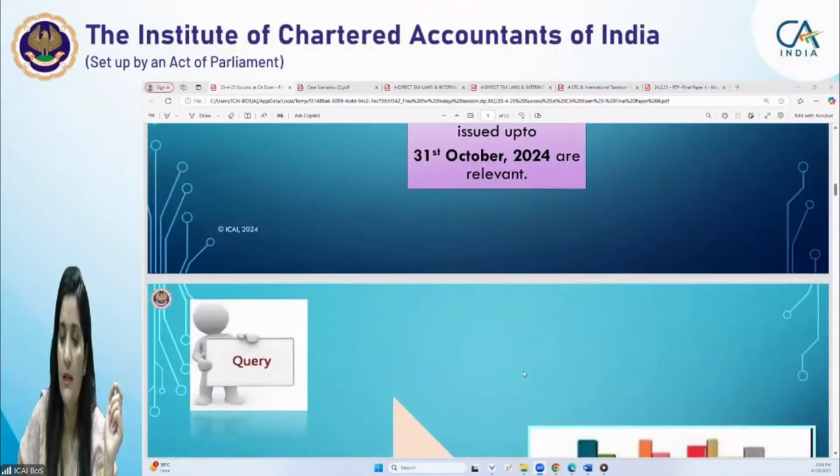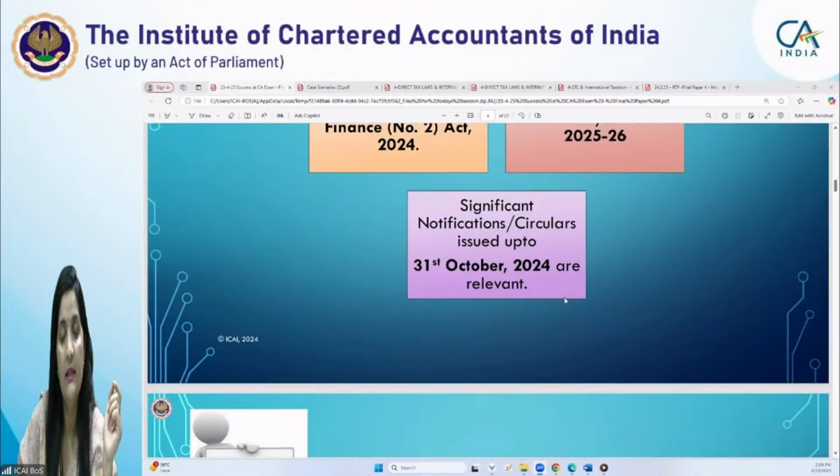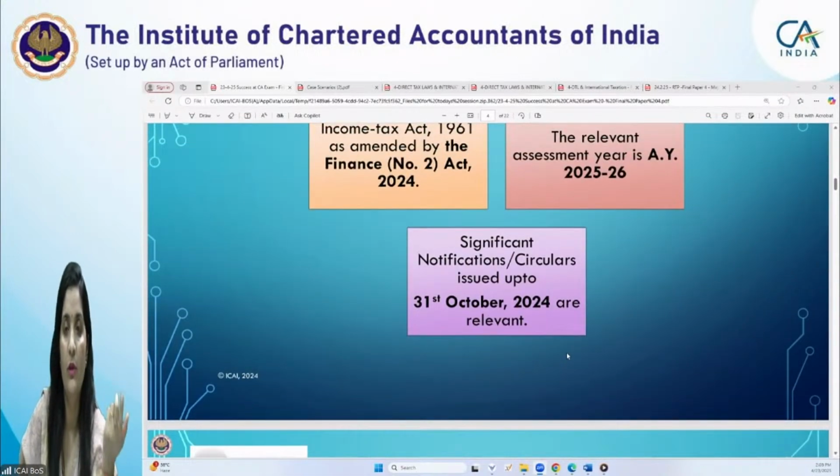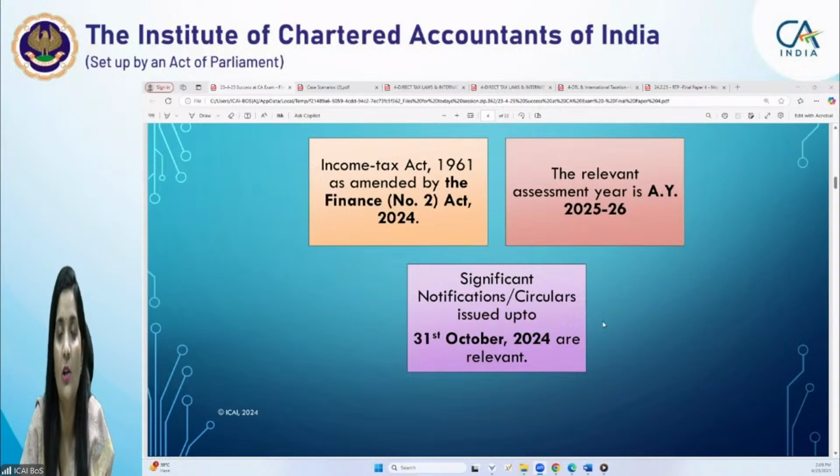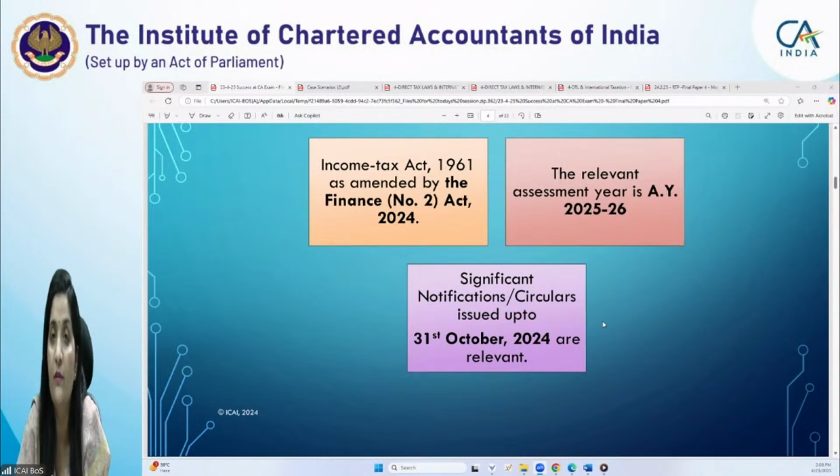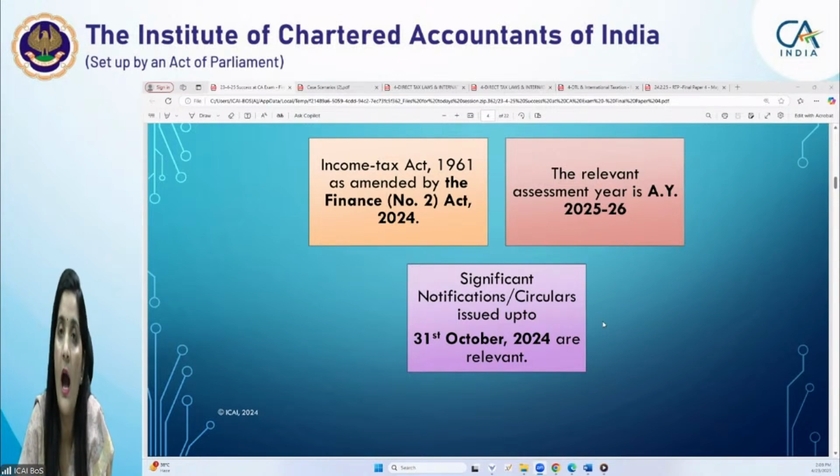Apart from that, regarding the May 25 update, you have noticed that 6 months is the cutoff date for your examination. As of now, all the amendments, significant notifications and circulars issued up to 31st October 2024 are already given in your study material. So please refer to the study material for this. There would be no separate Statutory Update issued for the May 25 examination. For the next coming examination, we will come out with a Statutory Update.